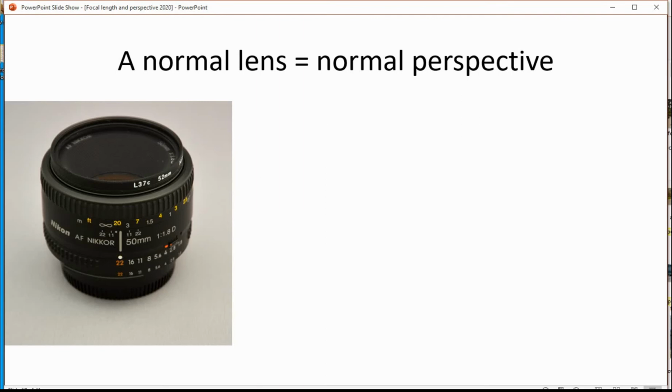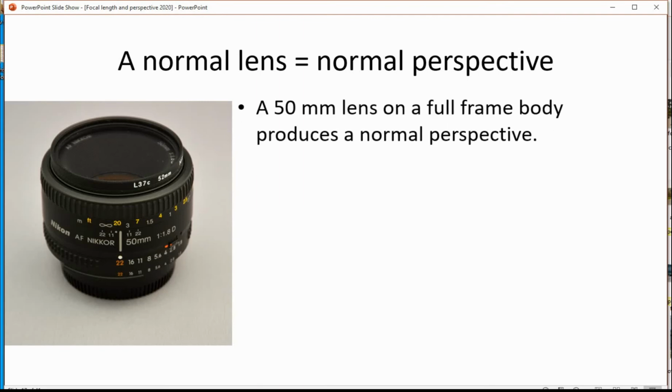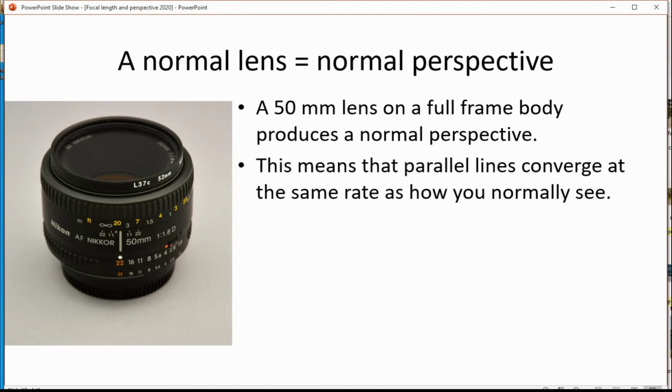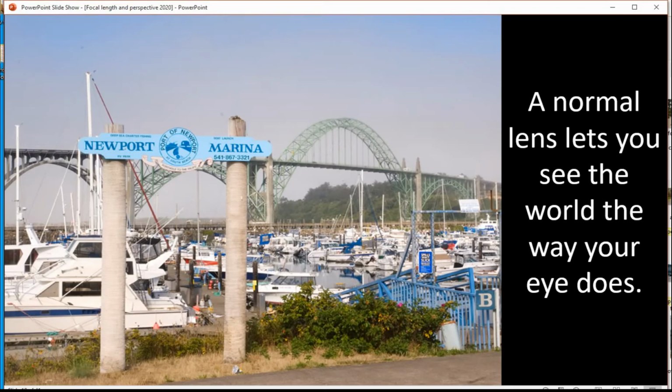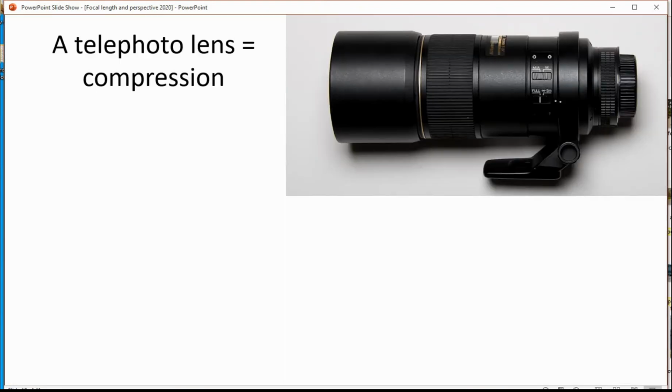So this is a normal lens on a full-frame camera. It gives what we call a normal perspective. It means that parallel lines converge at the same rate as how you normally see. In other words, foreground and background components of the shot are relatively the same size to each other as you would see with your naked eyes. This is why we use the word normal. So this is a photograph taken with a normal lens. That's kind of the way it looks to your naked eye. Nothing too strange there.